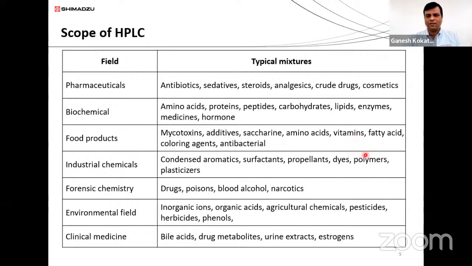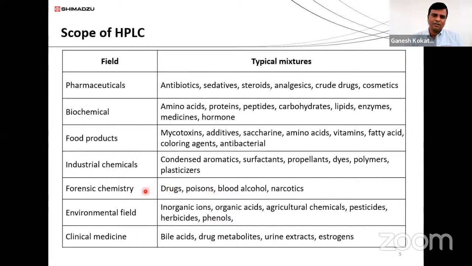We are also checking amino acids or fatty acids with the help of different detectors, and coloring agents. So these are some typical analyses possible with HPLC in the food sector. Maybe in forensic chemistry, we also test some narcotics or blood alcohol. Those kinds of tests are also possible.